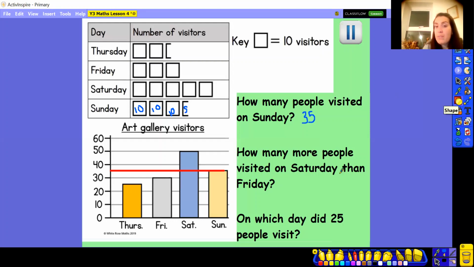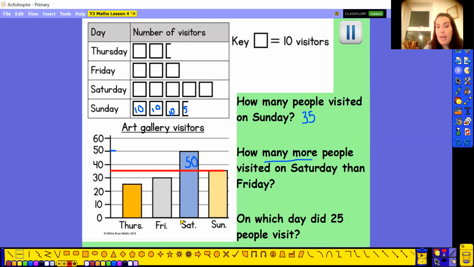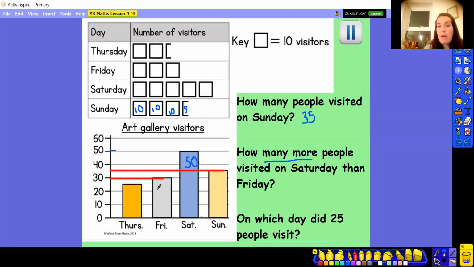The second question then was how many more, again that really key vocab that keeps coming up again and again, how many more people visited on Saturday than on Friday? Well, I need to know how many people visited on Saturday. So here's my Saturday bar. I can trace it up to find that the answer is 50. 50 people visited on Saturday. How many people visited on Friday? So again, here's Friday. We'll trace it across and we can see that 30 people visited on Friday.